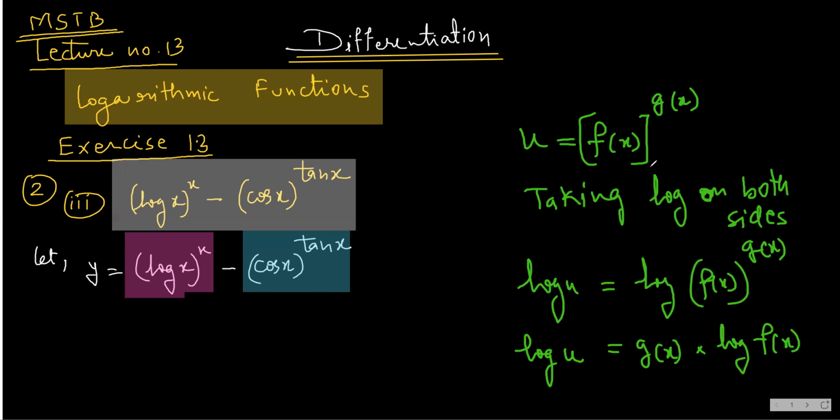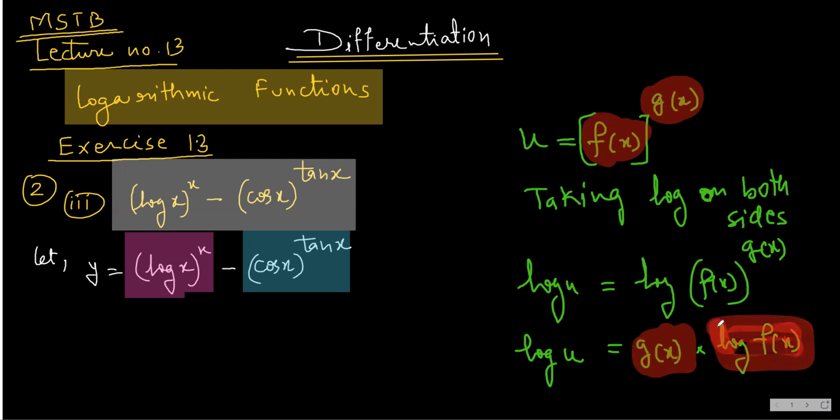Whenever I have variable raised to variable, I take log on both sides, because I do not have a specific result for variable raised to variable. I will always differentiate variable raised to variable by using product rule. See how product rule? This g of x into log f of x.